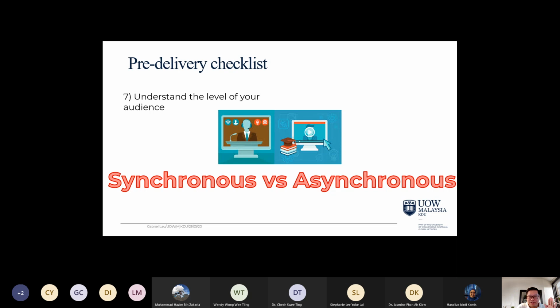In Malaysia, we have the MQF level. Alright, MQF level, tahap 1 hingga tahap 8. Tahap 1, 2, 3 is certificate, tahap 4 is diploma, 5 higher diploma, 6 degree, 7 masters, 8 PhD. You guys are understanding, right? This is called the MQF level.